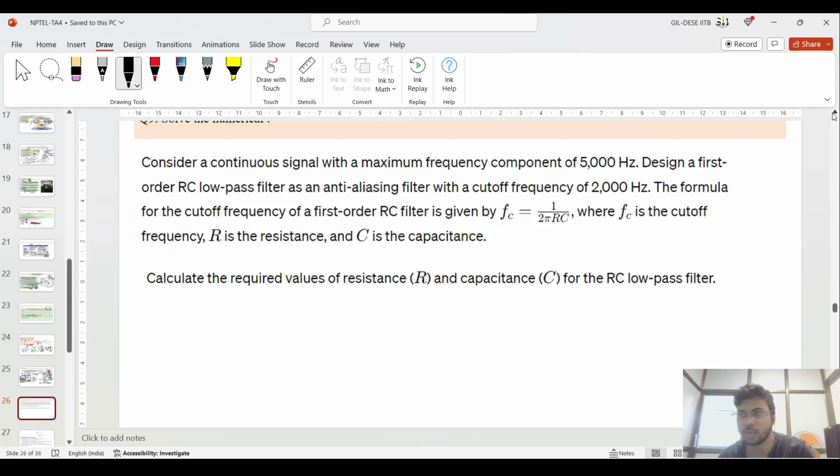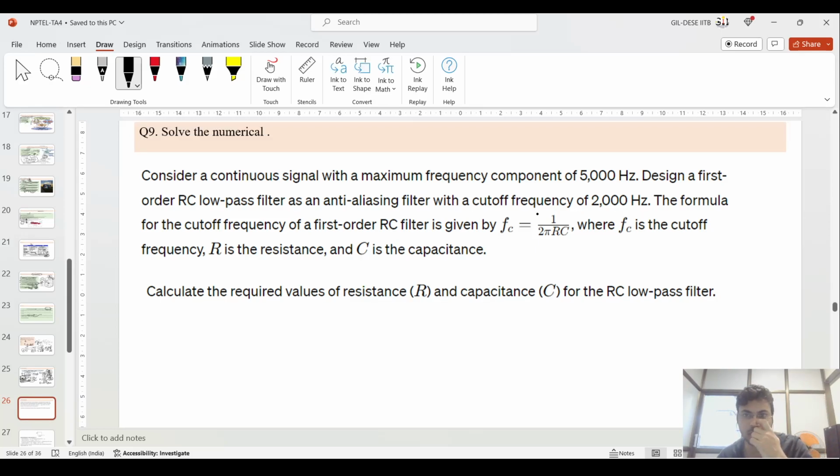So coming to this question, this is the next question which you have to solve. Solve this question. This is related to the anti-aliasing filter. This is an electronic based question, but it is very important if you have the concept of the RC circuit.